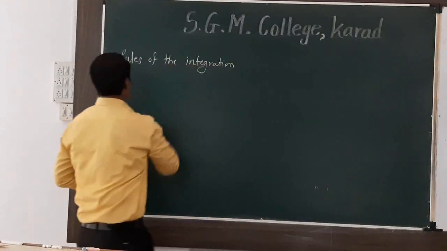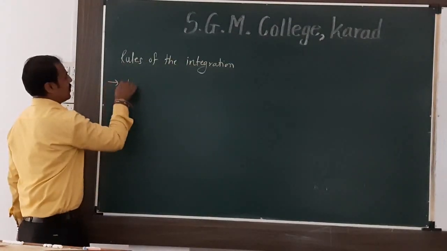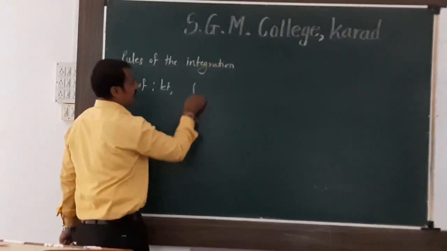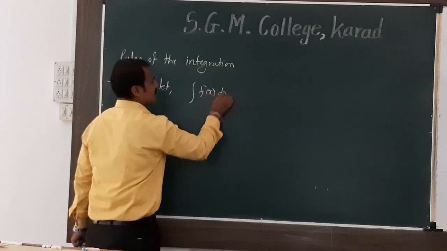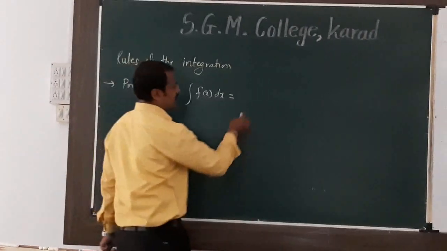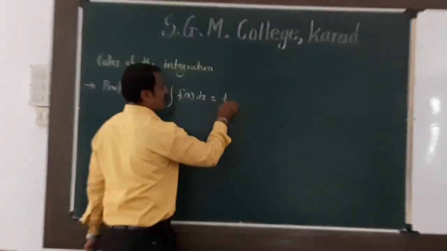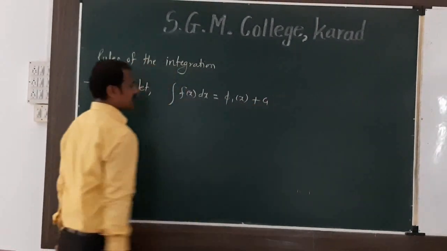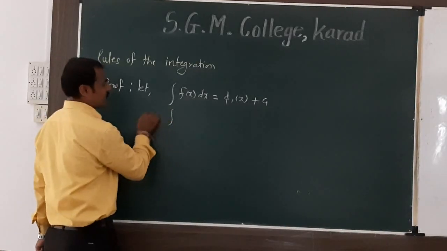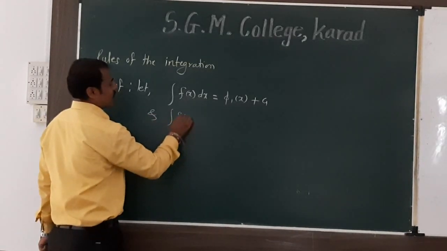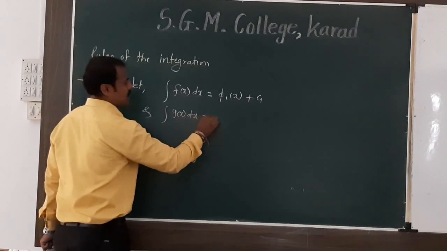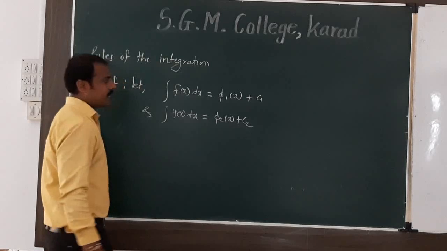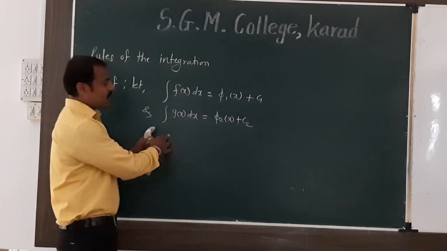Let integration of f of x dx is equal to phi 1 of x plus constant of integration c1, and integration of g of x dx is equal to phi 2 of x plus c2. Okay, it is the definition of integration.